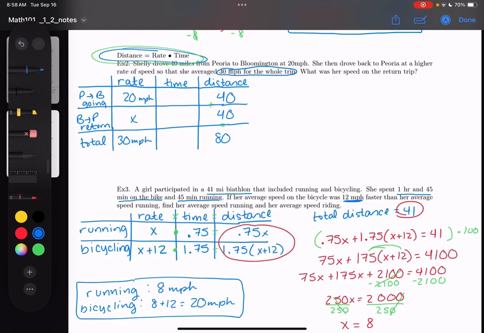So if rate times time equals distance, then time equals distance divided by your rate. So in my time column, I'm going to have to use my rate and my distance to find that. So here I get 40 divided by 20, so that's 2. And this is in hours. For my return trip, I have 40 divided by x, and I can't simplify that at all, so I'll just leave it as is.